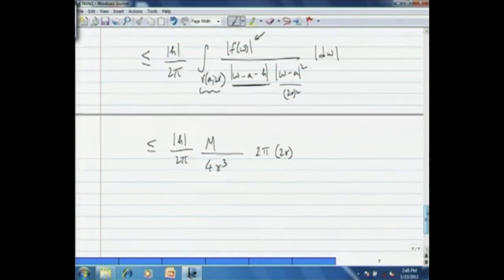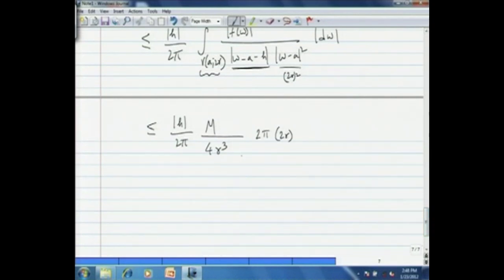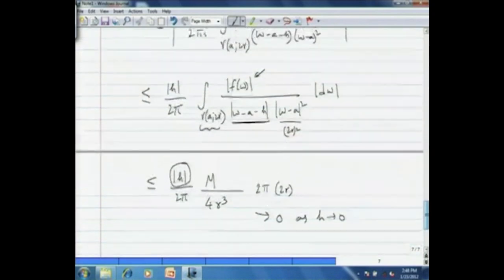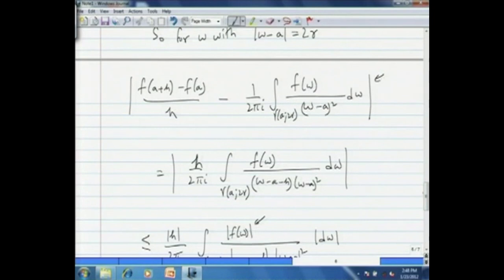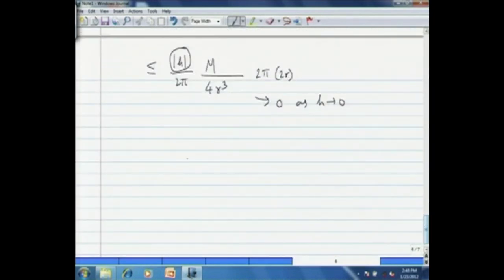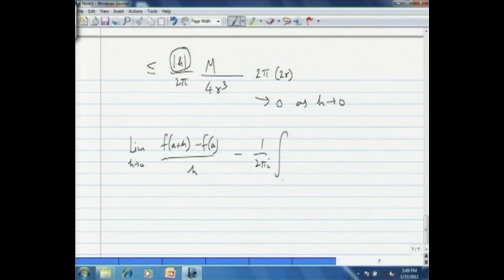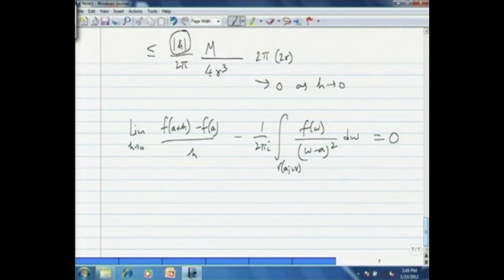So, all in all, this quantity on the right hand side tends to 0 as h approaches 0. Clearly, the modulus of h in the denominator, the others are all constants. So, the modulus of h in the numerator causes this quantity to go to 0. And notice that the quantity on the left hand side is then equal to 0 in the limit as h goes to 0. So, the limit as h goes to 0 of (f(a+h) − f(a))/h minus 1 by 2 pi i integral over gamma a to r of f(w)/(w−a)² dw, this is equal to 0, according to this estimate. Actually, the modulus of this is equal to 0, but of course, the only complex number with modulus 0 is 0. So, this has to be the case.